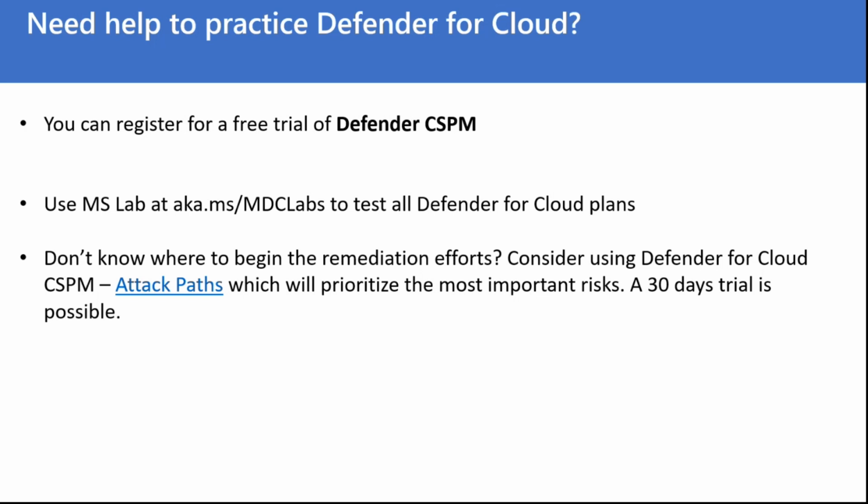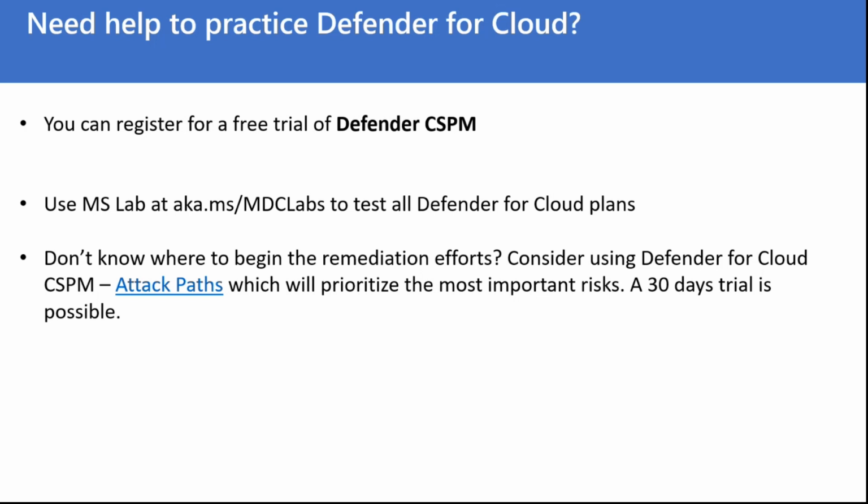But if you are already experienced with Defender for Cloud, one of the ways, of course, you have to get an authorization and approval from the customer, I would recommend enabling Defender for Cloud CSPM and then going to attack paths. Why? Because this is the way you are going to have the most important risks listed, and then you can prioritize what you are going to do with them by having this visibility.